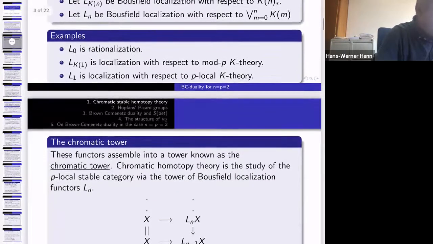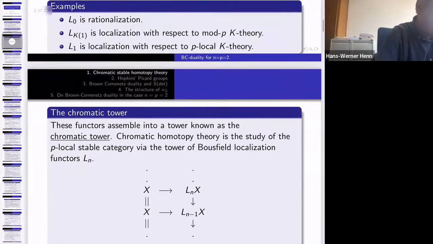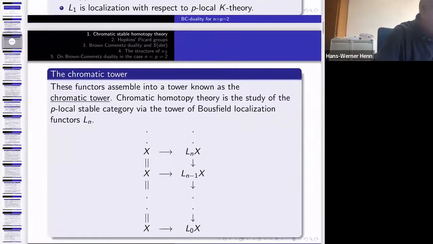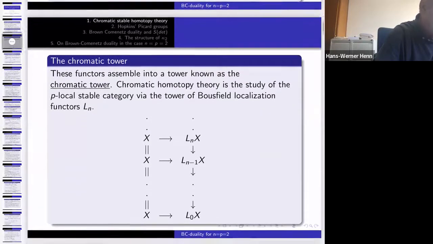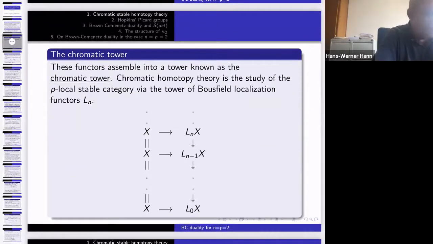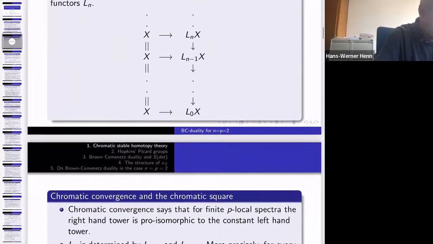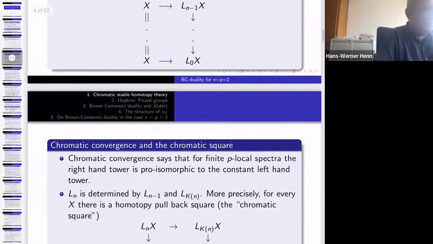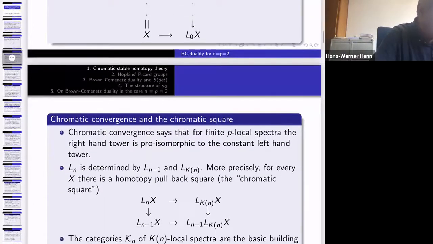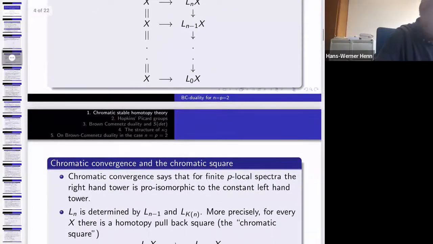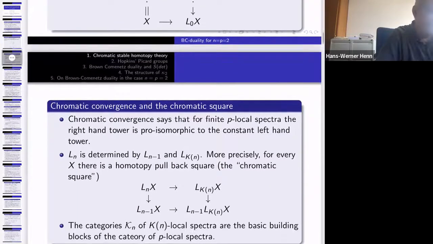Well, these functors Ln assemble into a tower known as the chromatic tower. Chromatic homotopy theory is the study of the p-local stable category via the tower of Bousfield localization functors Ln. So this is displayed here. And there are two important things one needs to know about this tower. Chromatic convergence says that for finite p-local spectra, the right-hand tower is pro-isomorphic to the constant left-hand tower. And Ln is determined by Ln minus 1 and LKn.